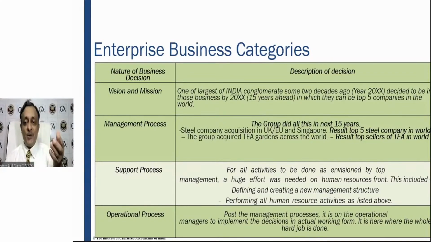Post the management process, it is the operational manager who implements the decisions in actual working form. So basically operational processes are doing the hard work. Like in an office, the core audit work is done by all of you, like articles. So that is operational processes. Then support processes come above that. For all activities to be done as envisioned by top management, a huge effort is needed on human resource and funds. So who is going to do it? That planning aspect is support.